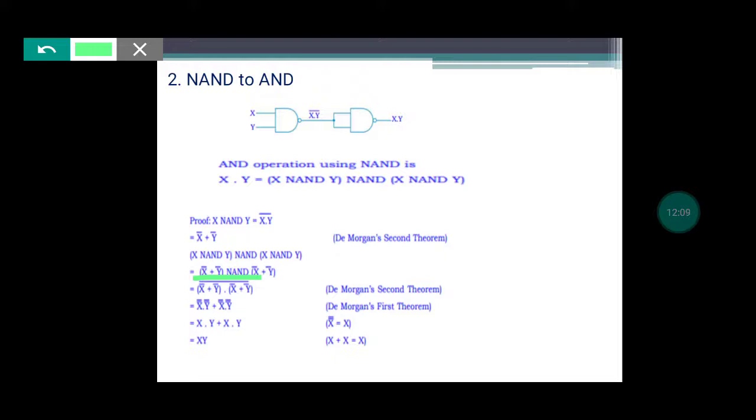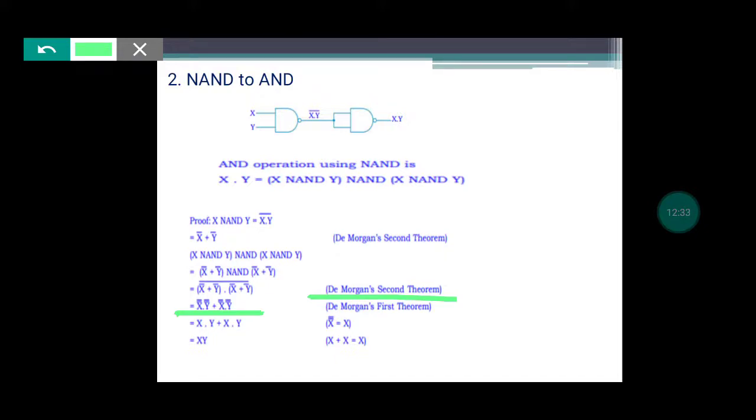Okay, so again what I can do, here I have a bar for two terms, so again I can use De Morgan's theorem. Again using this theorem I can rewrite this term like this: x bar bar y bar bar plus x bar bar y bar bar. Okay, I can rewrite it like this.